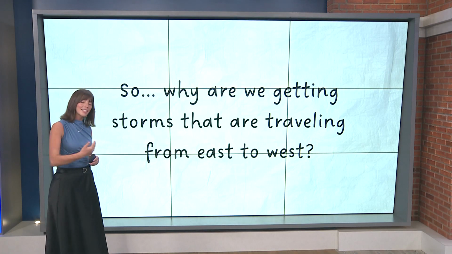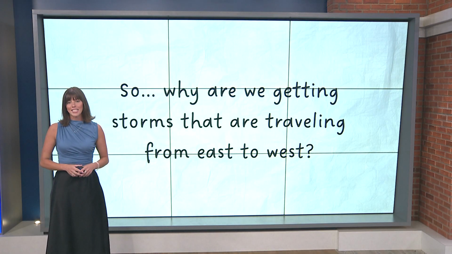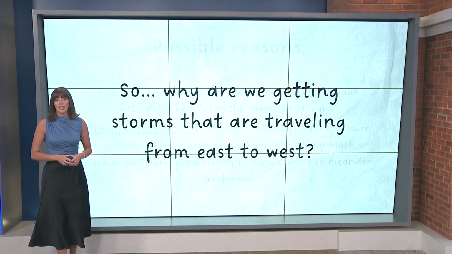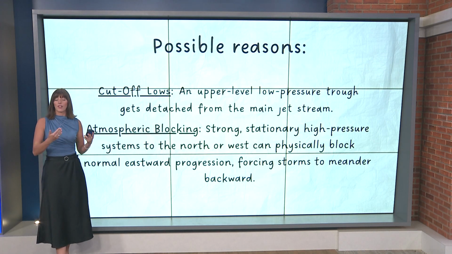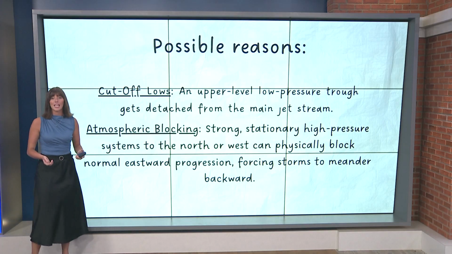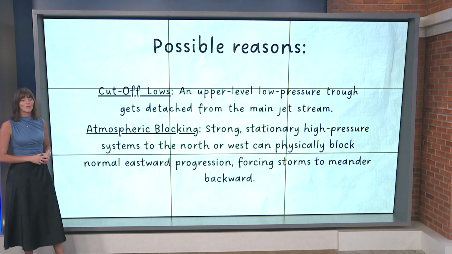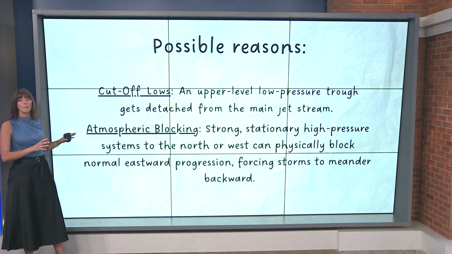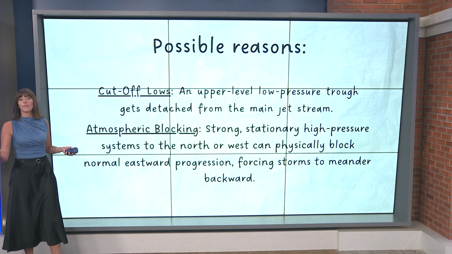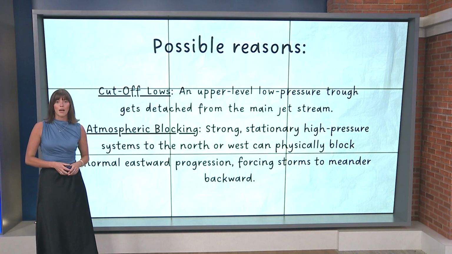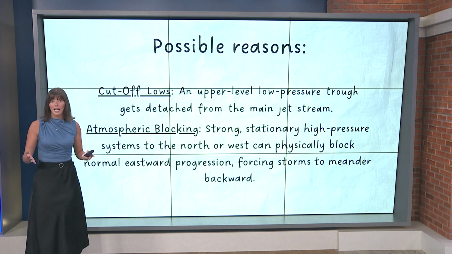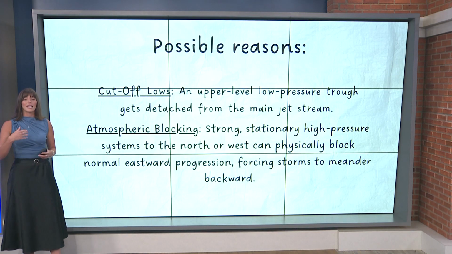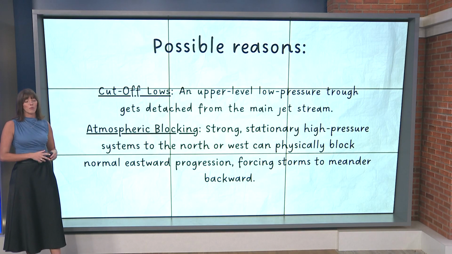But why are we getting storms that are still moving from east to west? We've got a couple of different reasons. We've got a cutoff low, that's a possibility, and we also have atmospheric blocking, which is when we get a high pressure system blocking in our area. You may have heard some of us talk about that before, the blocking high or the mega high. That can cause some consistent storms, and we'll get to that in a little while, but actually what we're dealing with is the cutoff low.